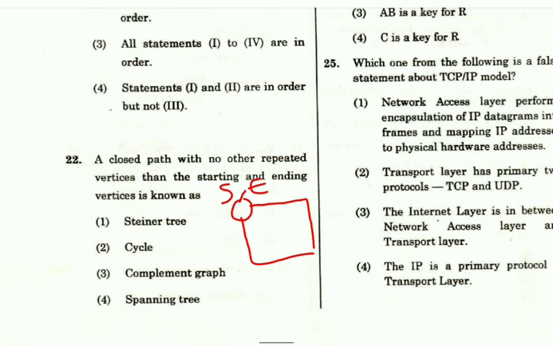Steiner tree and spanning tree are used in network design. So complement graph is a different concept where edges are inverted. So here option 2, that is cycle, is the correct answer.